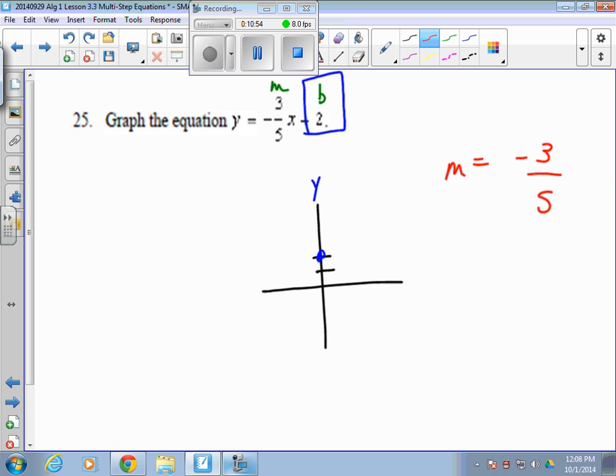Remember, it's rise over run. Negative 3 tells you to go down 3. Positive 5 tells you to go to the right 5. So down 1, 2, 3, and to the right 1, 2, 3, 4, 5. Down 3 and to the right 5 would be there. Your graph would look like that.